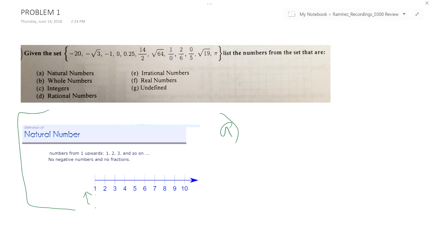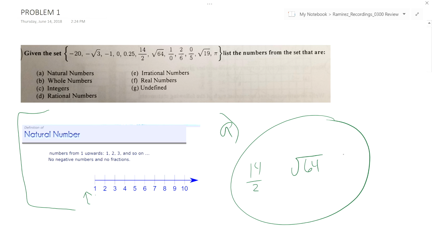From the set, the only ones that meet the criteria are 14 over 2 and the square root of 64. You might be wondering why those are considered natural numbers. Well, 14 over 2 is actually 7, and the square root of 64 is 8. So therefore, they're considered natural numbers.